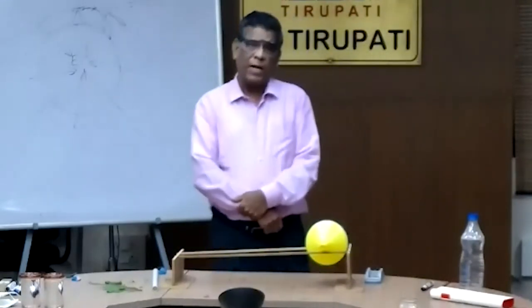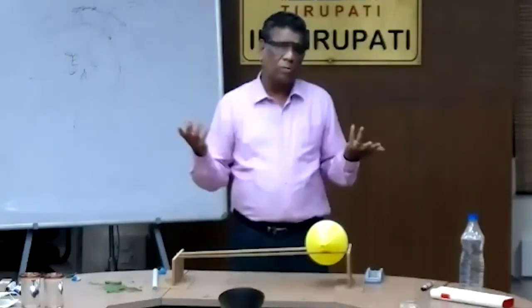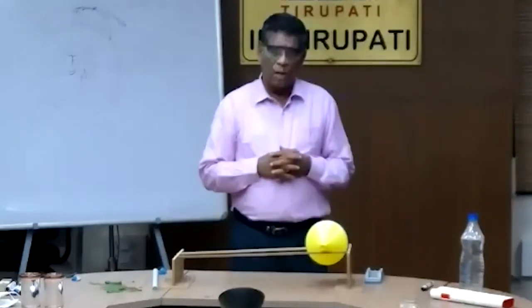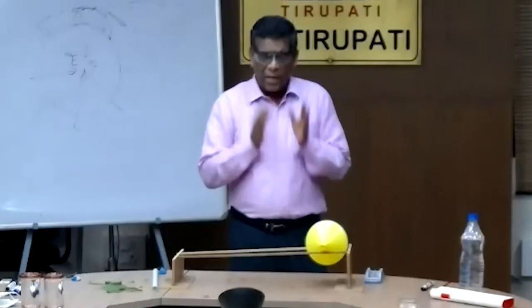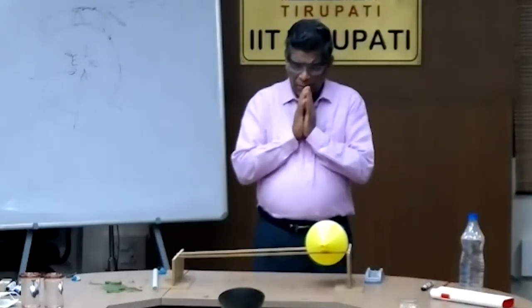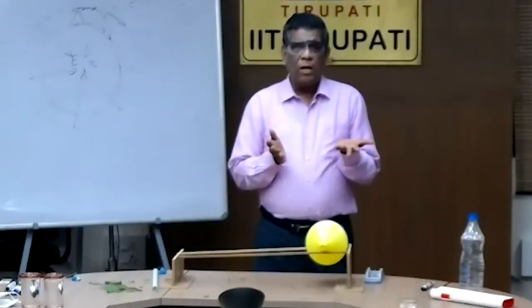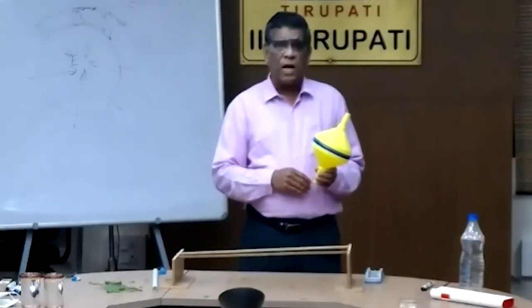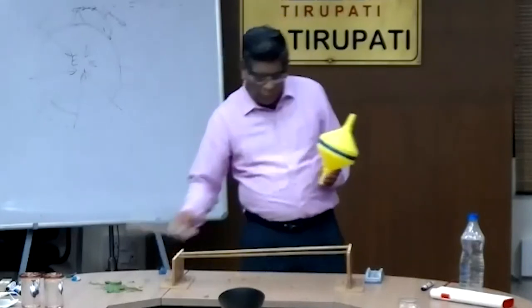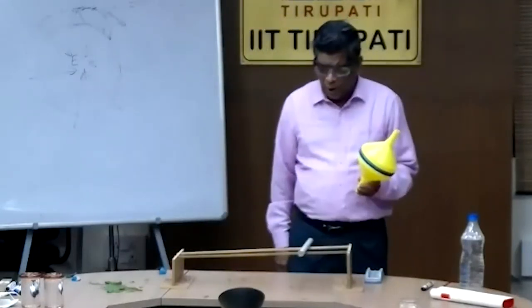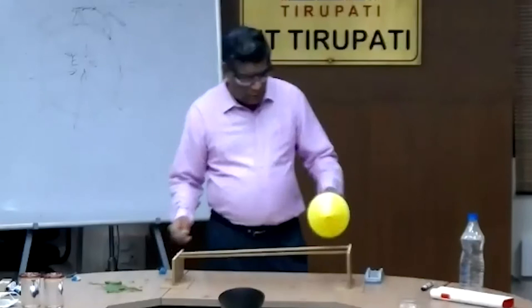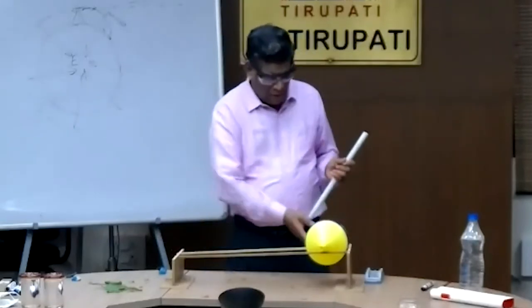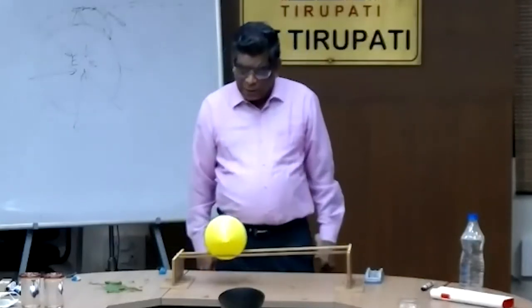What explanation can I give now? I don't know. Can anyone help me? What happened? Why is it going up? Yeah, I can't believe it. Just now I said everybody wants the lowest potential energy configuration, and this fellow obeys perfectly without any problem. Whereas this fellow, if I keep it here, he stays there. But if I keep it here, he has got the cheek to go up.